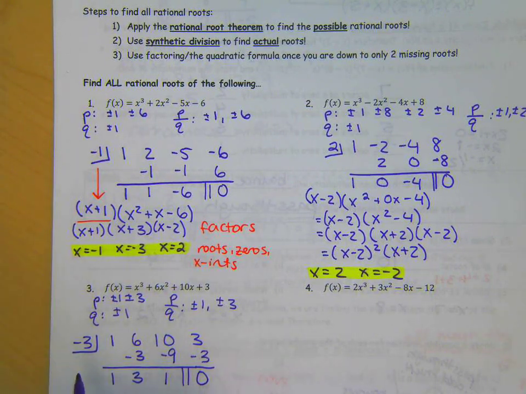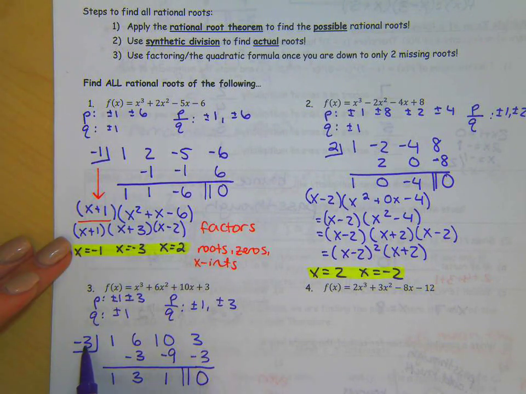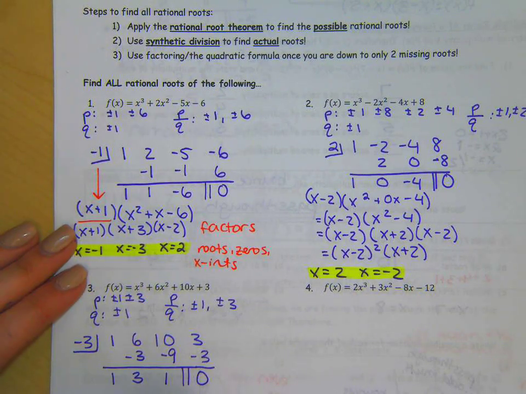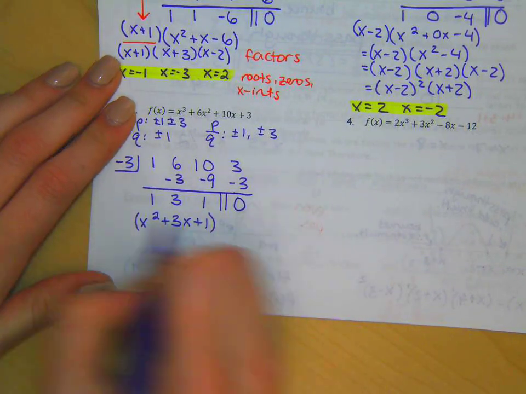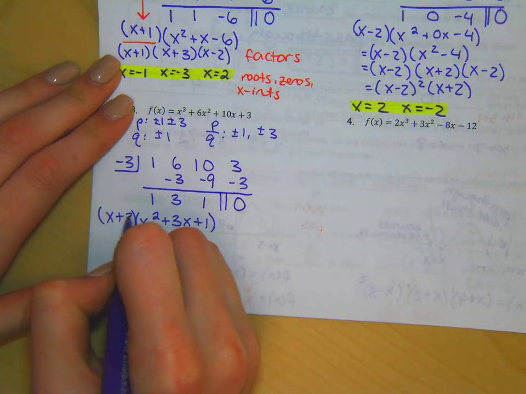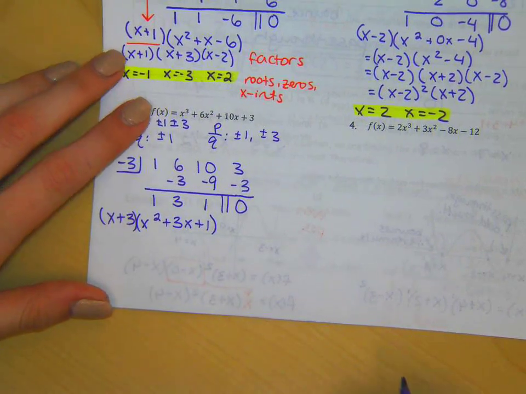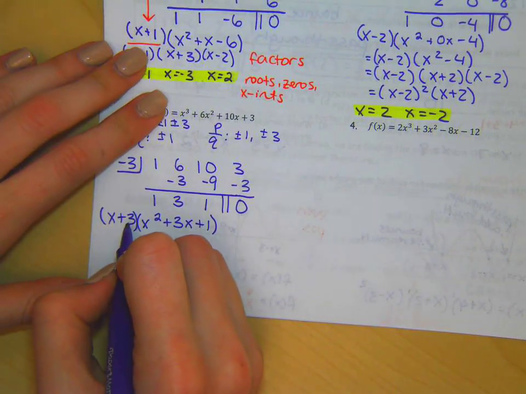That x plus 3 is a factor, so x equals -3 is a root. Yeah, I think I just made a mistake there. So x plus 3 is a factor, -3 is a root. So we have x squared plus 3x plus 1, that comes from here, and then we have that other factor of x plus 3 coming from that -3 being a root.